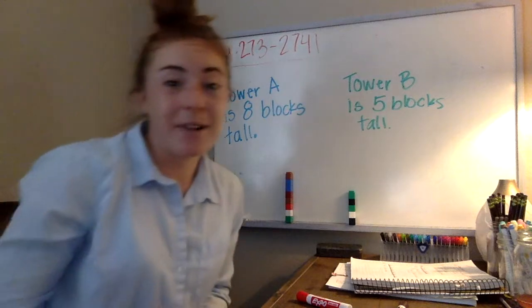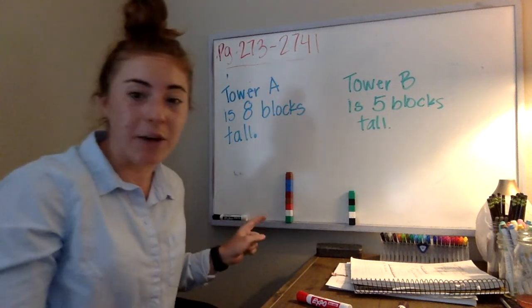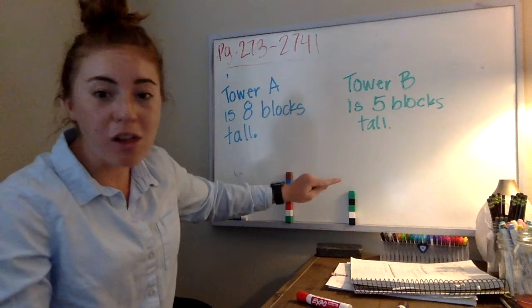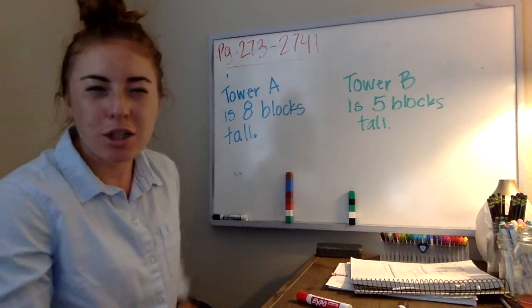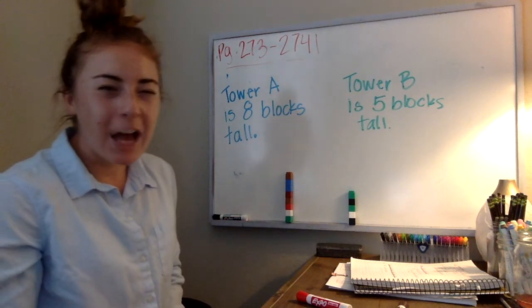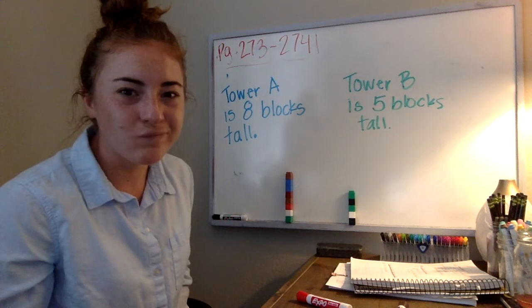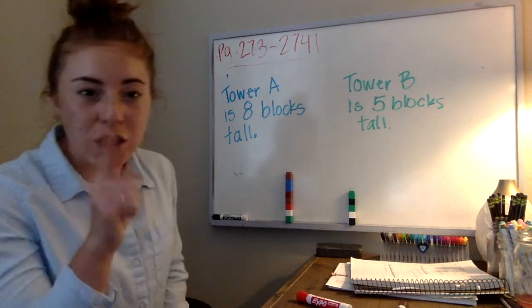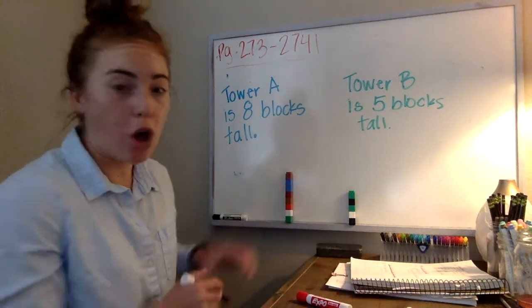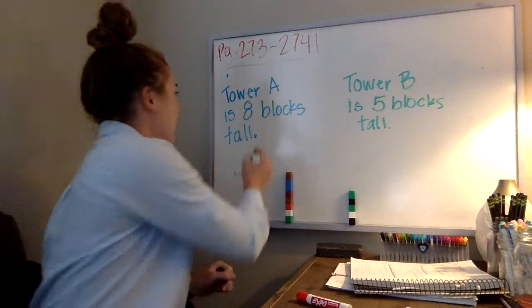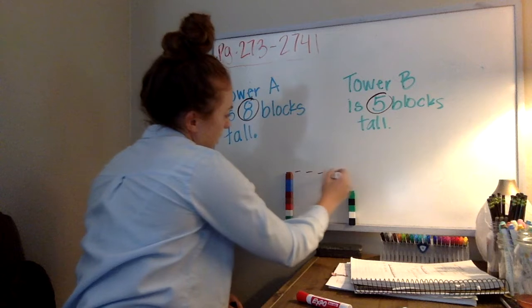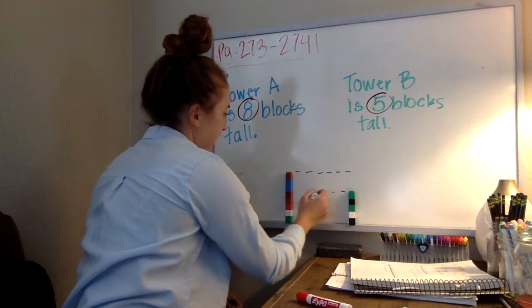There's another way that we can describe these towers. We can say that Tower A is taller than Tower B. Do you know how many blocks taller Tower A is? How many blocks taller? Let's use our number sentence to find out. So we're going to start with the taller tower, which is A, right? Because 8 is bigger than 5, and we can see.